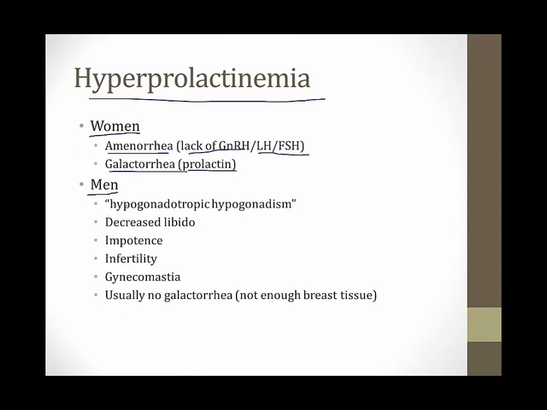In men, they develop what's called hypogonadotropic hypogonadism. This means that the LH and FSH levels are low, and thus they develop decreased libido, impotence, infertility, and sometimes they can develop gynecomastia. There's usually no galactorrhea in men, and that's because they don't have enough breast tissue present for the mammary glands to grow.